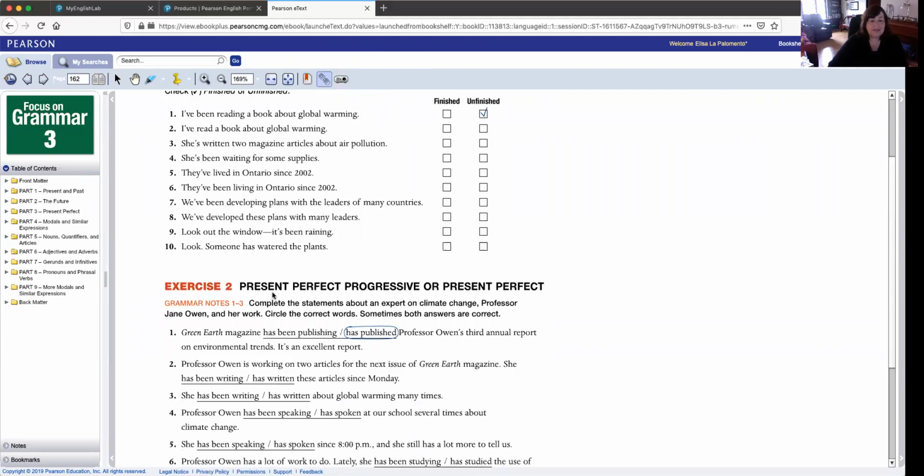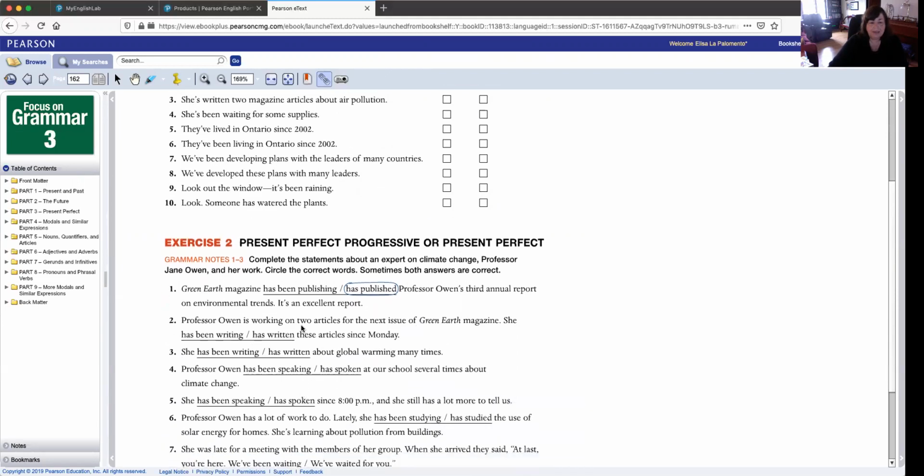The next exercise is present perfect progressive or present perfect. So here you have to choose the one that belongs in a sentence. It says complete the statements about an expert on climate change, Professor Jane Owen, and her work. Circle the correct words. Sometimes both answers are correct. All right, first one's done for you.